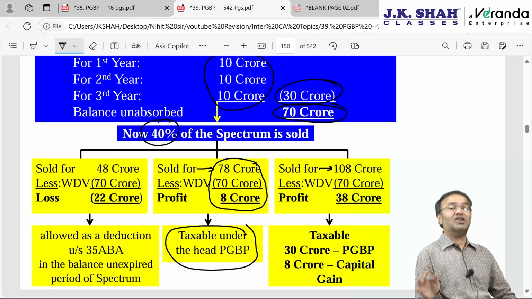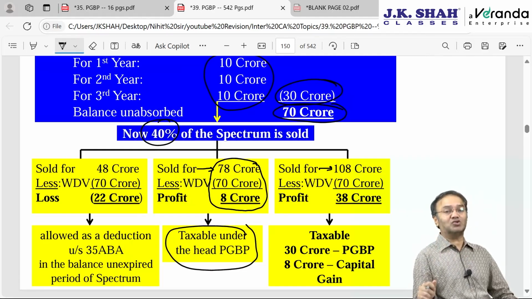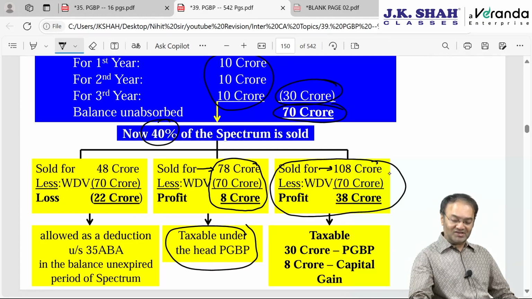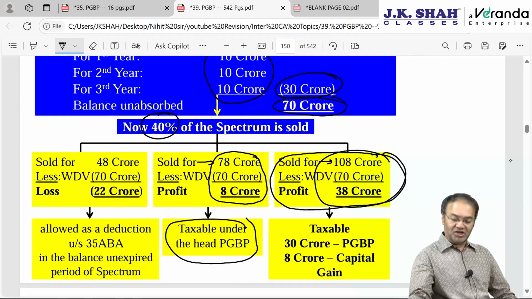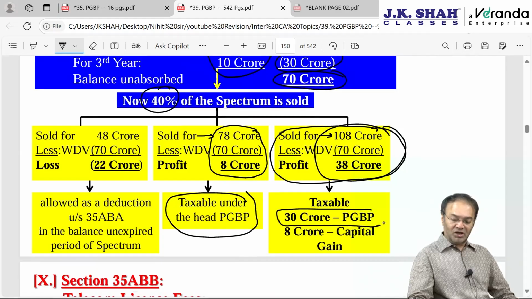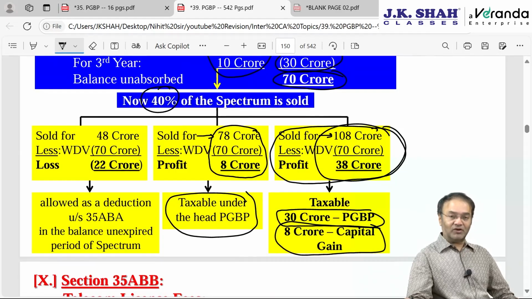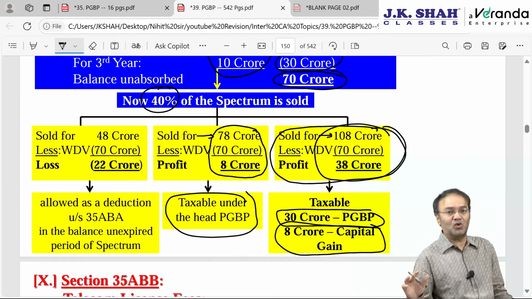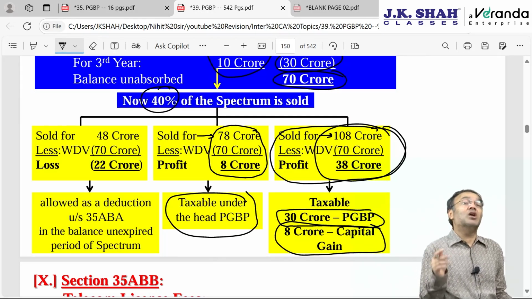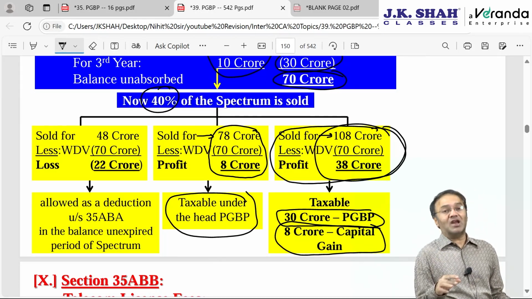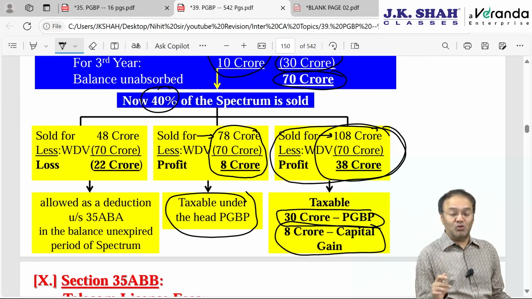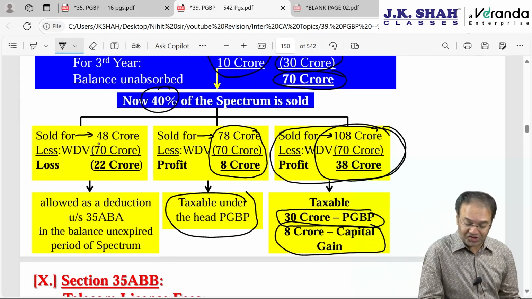Sold for 78 crore, minus 70 crore as cost, 8 crore is a profit, entirely taxable under the PGBP. Here it makes no difference whether 100% license is sold or 40% license is sold. Same way, sold for 108 crore, minus 70 crore as cost of acquisition, 38 crore is a profit. Here also, 30 crore will go under the PGBP and 8 crore excess profit will go under capital gain. Here also no difference whether 100% license is sold or 40% license is sold. Whether 100% or part of the license is sold will make a difference only when there is a loss. So loss is possible only if sold for less than 70 crore.